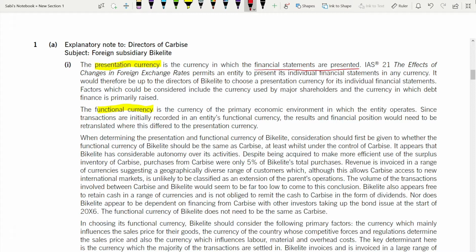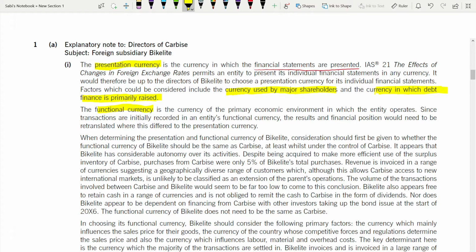So factors which could be considered include the currency used by the major shareholders. What are the factors? I will underline this. Currency used by the major shareholders and the currency in which debt finance is primarily raised. So these are the two main factors. There may be other factors, but these two are the main factors for deciding presentation currency. So here you cannot clearly say the dollar is the presentation currency or the dinar is. No. Functional currency, yes, you can say. Presentation currency can be in any currency.